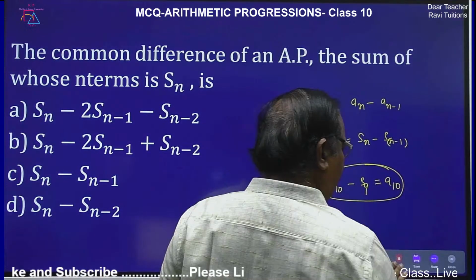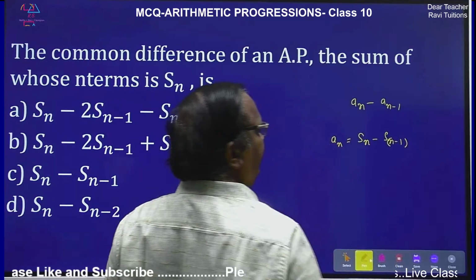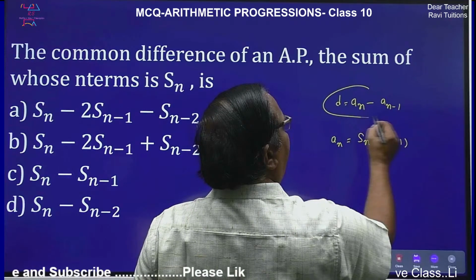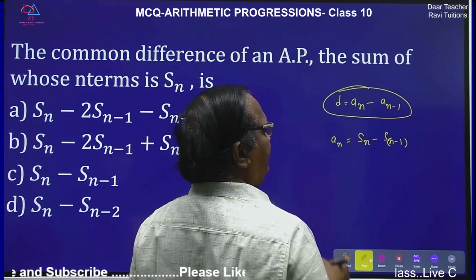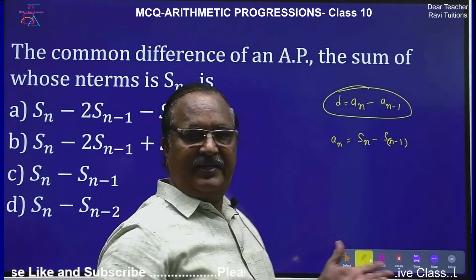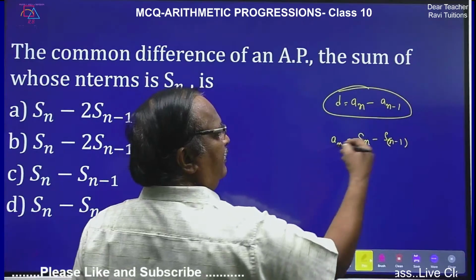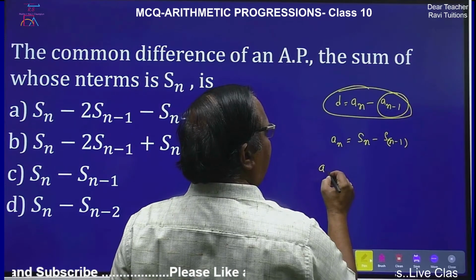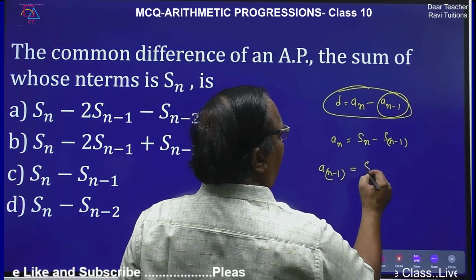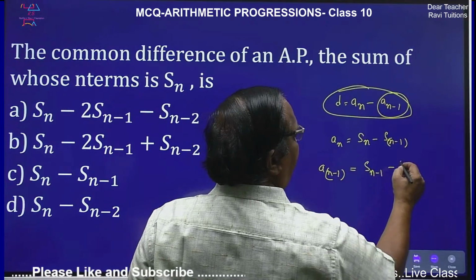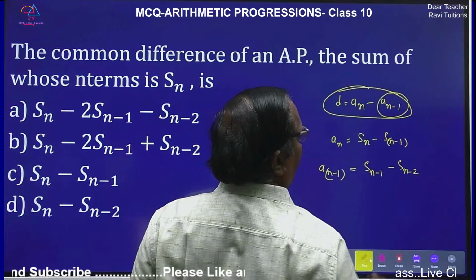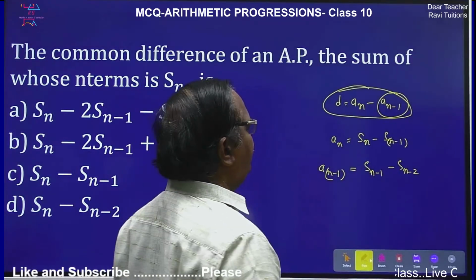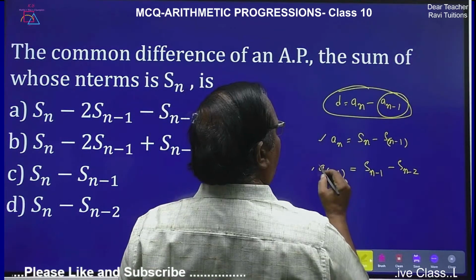So using this formula we got an, and d. When it is given in terms of the nth term, you will get d directly. But when the sum of n terms is given, you won't get it directly. We got an, we want an minus 1 also. So how will you get it? Sn minus 1 minus Sn minus 2. Now if you subtract these two, you will get d.